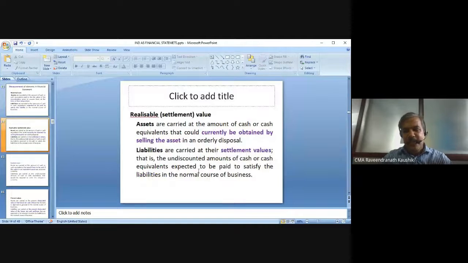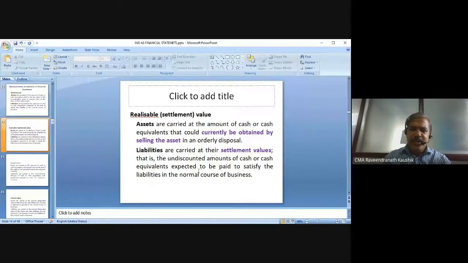So realizable value, again, a very important thing. It is also called settlement value. So what is this realizable value? Assets are carried at the amount of cash or cash equivalent that could currently be obtained by selling the asset in the ordinary disposal. So that is called realizable value.